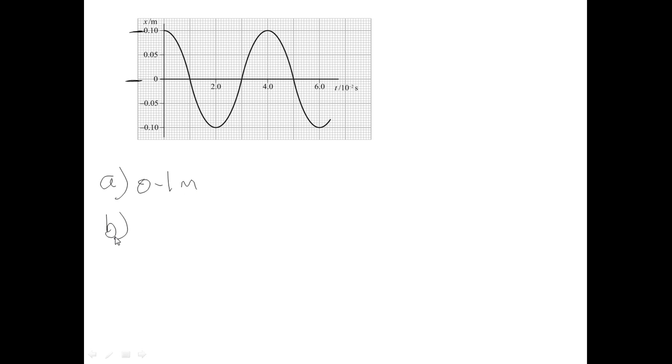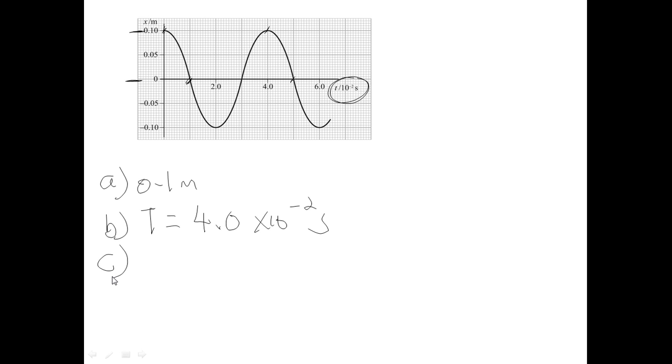So B is the period. The period is one complete oscillation. Either you can choose from this point up to this point, or this point up to this point. So these all are one complete oscillations, the time needed for one complete oscillation. So the time here is actually 4.0 times 10 power negative 2 second. Now be careful of the units over here. It's negative 2.